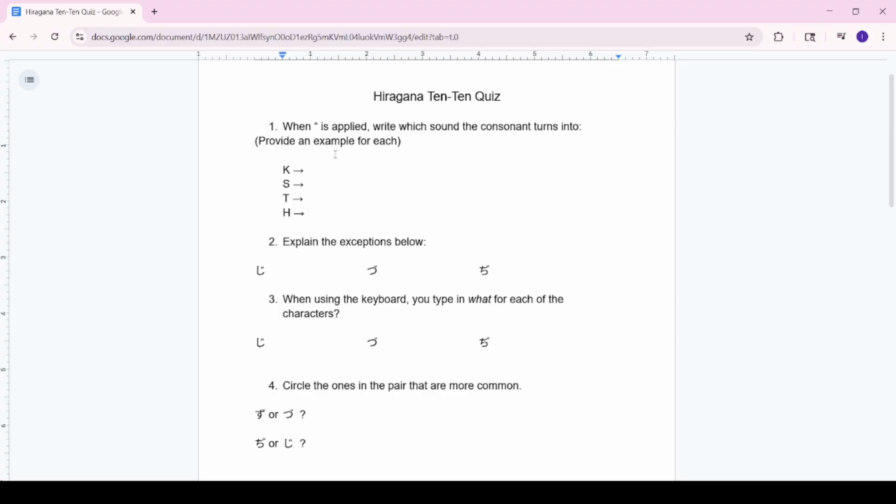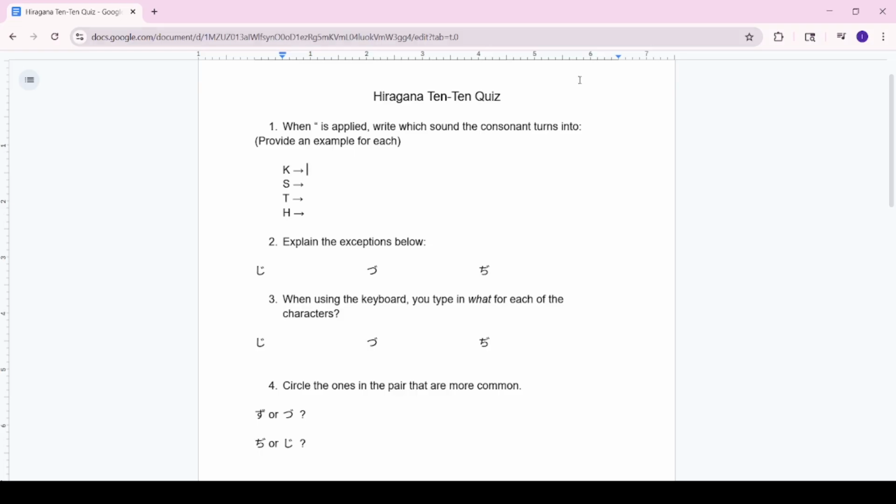So we learned that, well, instead of writing on my quiz, I'm just gonna use the keyboard, because you'll see soon, number 3, we need to use the keyboard. Alright, so number 1, when we have a K sound like ka, ki, ku, ke, ko, what does it change into? So when 10-10 is applied, write which sound the consonant turns into. And let's provide an example for each.